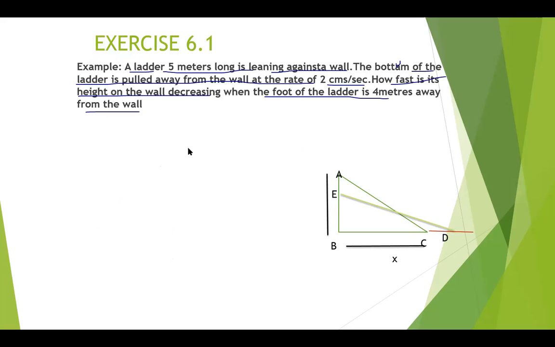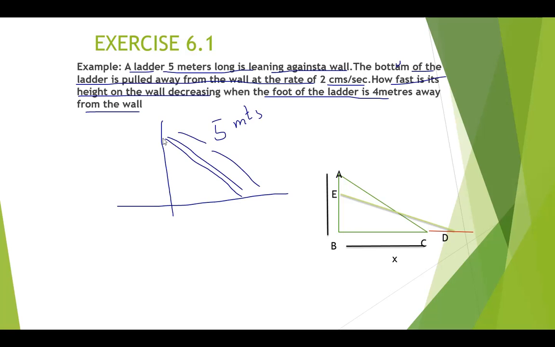Suppose you always keep the ladder in the slanting position like this. This is the ground, and a ladder 5 meters long means the length of this ladder is 5 meters. Note down the units here. The wall is like this. It is leaning against the wall, they told. The bottom of the ladder is pulled along the ground away from the wall. This is our wall, which means the ladder is pulled away from the wall.